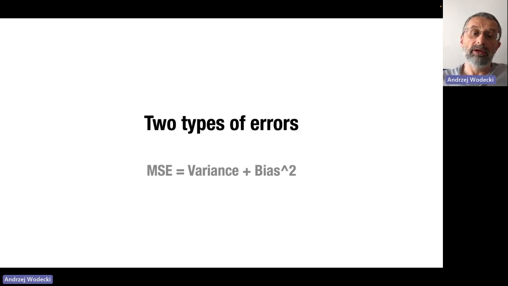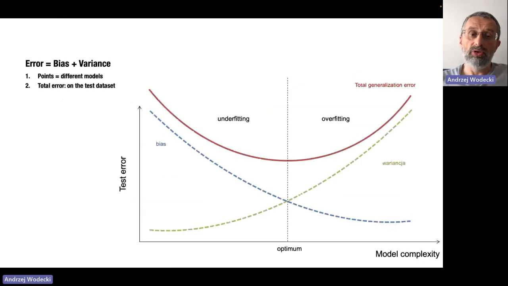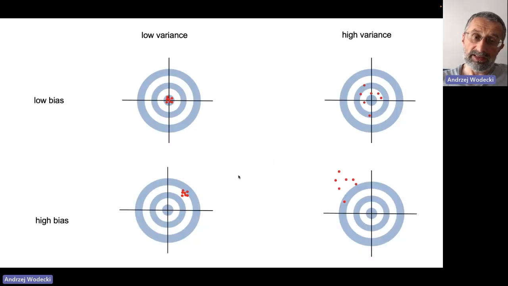And we also talked about that total error, the error on the test dataset, not the trained dataset. It can be decomposed into two components. The first component is bias. The second component, depicted here in blue, is the variance, depicted here in green. And with increasing model complexity, we observe decreasing bias, which is the systematic error.